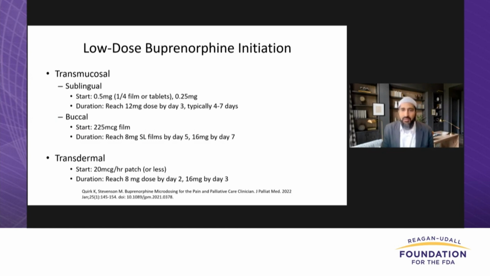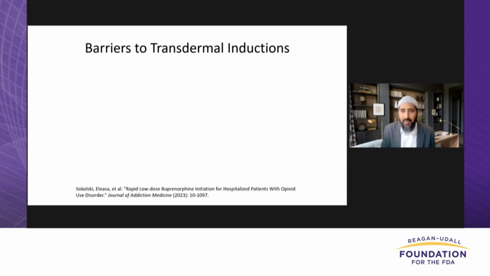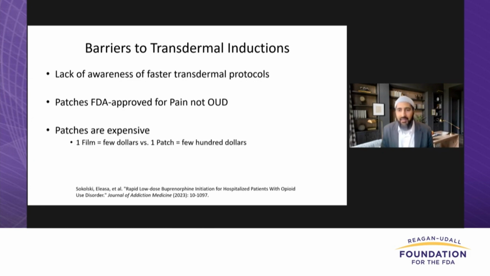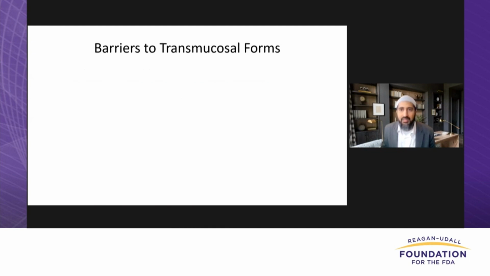The problem with the transdermal induction on the next slide is that patches are currently only FDA approved for pain, and they are expensive as an outpatient. So films are a few dollars, patches are a few $100s, and they're not consistently covered by insurances. And the transdermal route can be better facilitated with FDA approval for opioid use disorder, inexpensive transdermal formulations, or better insurance coverage. And on the next slide, I can talk a little bit about the barriers to sublingual buprenorphine. I believe I have a few minutes left.